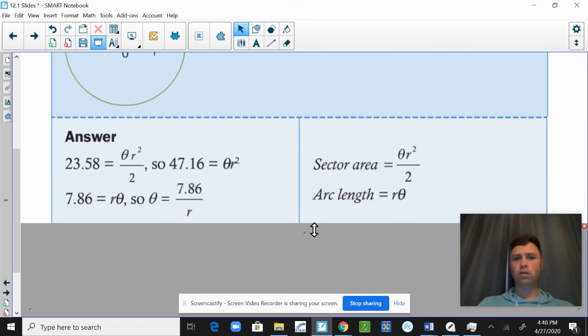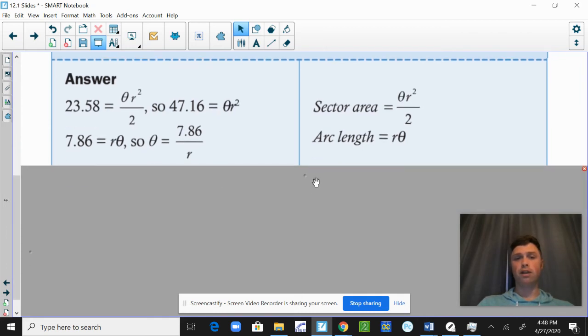But we also have the arc length formula. The arc length is r times theta is equal to 7.86. So that's from the arc length formula. So what we can do is just think about this like a system. I have this system of two equations here. Theta r squared equals that. And theta times r is equal to 7.86. I can just take 7.86, isolate it for theta, and substitute it into my equation over here for r.